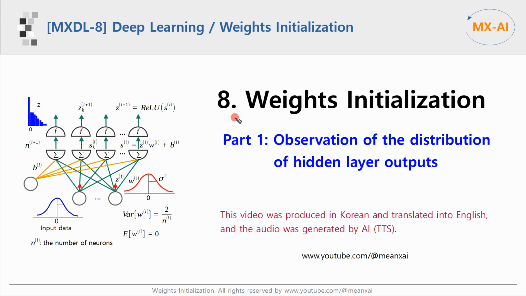The size of the weight variance affects the performance of a neural network. Finding the optimal weight variance size is the subject of this series. In this series, we will look at the method proposed by Xavier Glorot and the method proposed by Kaiming He.